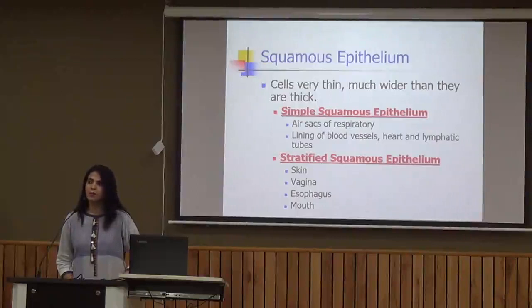If in the squamous epithelium just a single layer is present, we call it simple squamous epithelium. It is located in the respiratory tract, lining of blood vessels, heart, lymphatic tubes, etc. And if it is arranged in many layers, to prevent wear and tear, we call it stratified squamous epithelium, and it is present in skin, vagina, esophagus, mouth, etc.